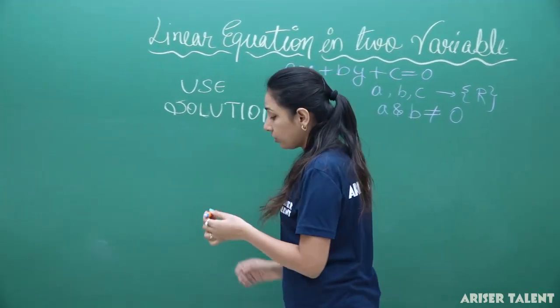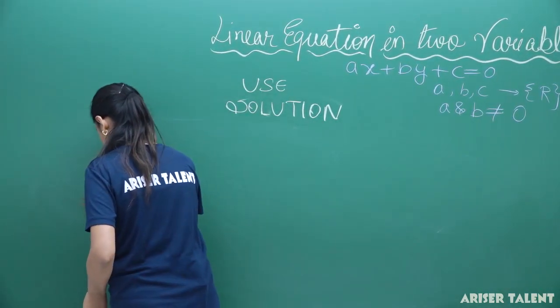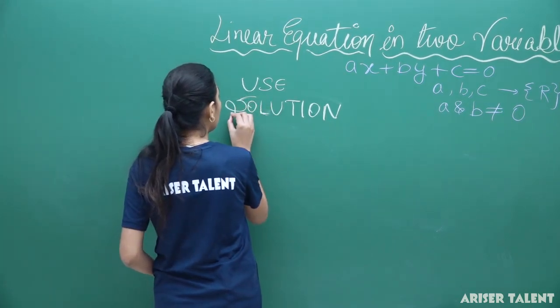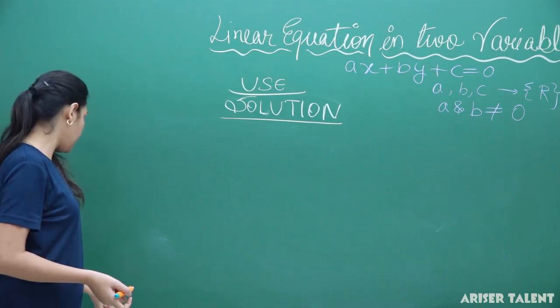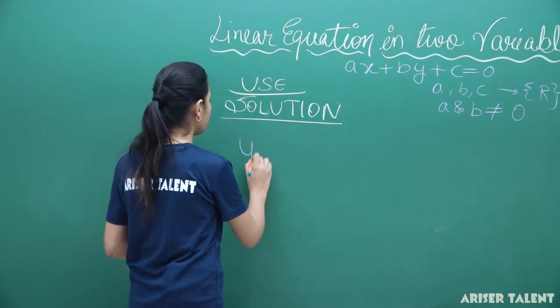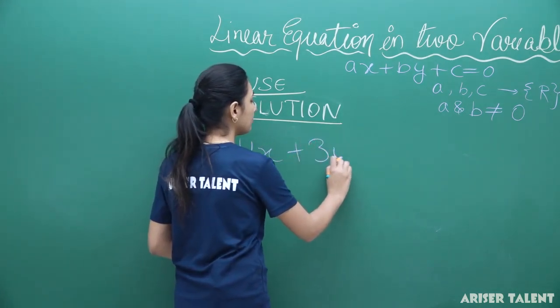So if I talk about the solution, let me take a very good example that we have studied in our previous lecture also: 4x plus 3y equals 12.